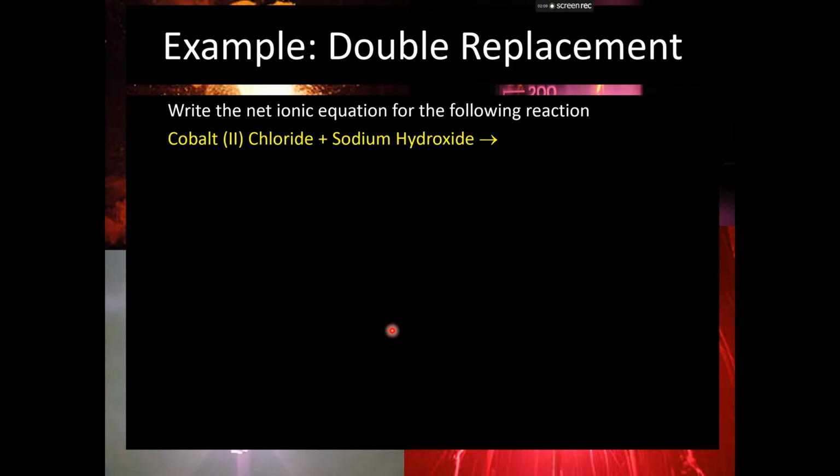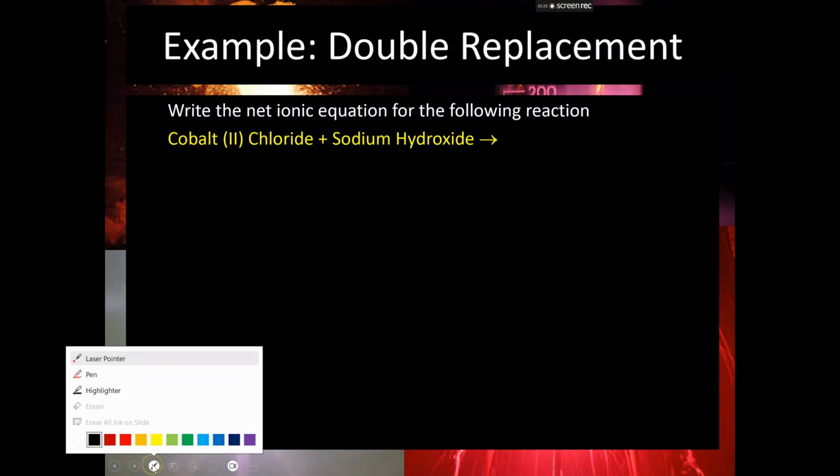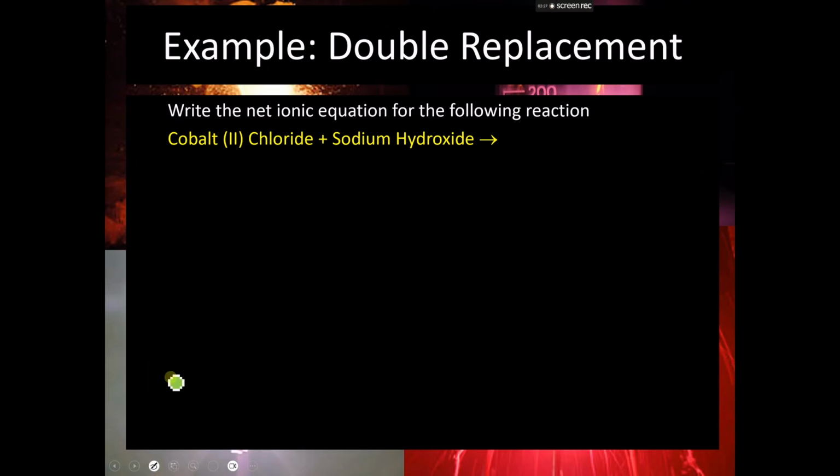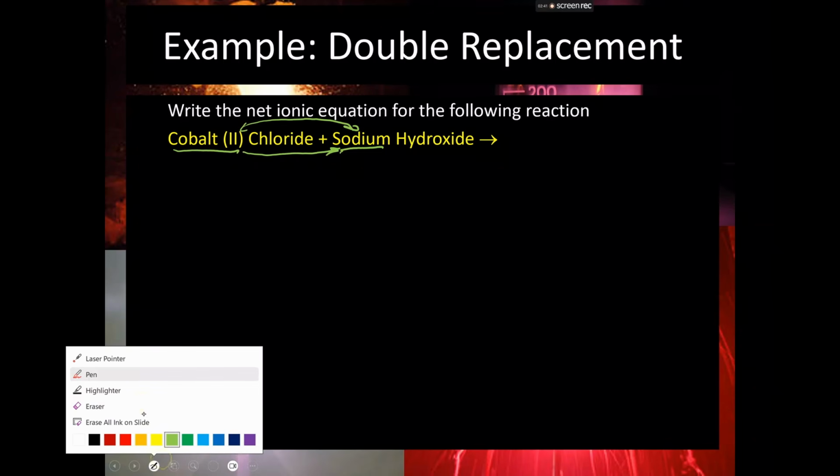This one's a double replacement reaction. So we have the net ionic equation for the following reaction: cobalt 2 chloride reacting with sodium hydroxide. When this double replacement reaction happens, we are going to get a swap of the cobalt 2 with the sodium. So they're going to swap places.